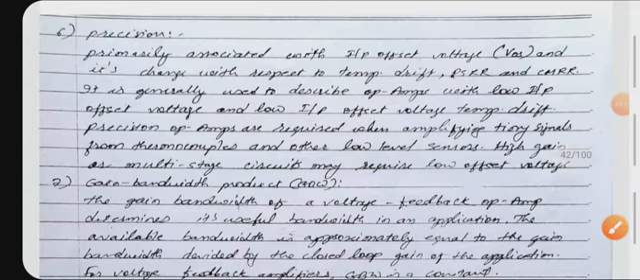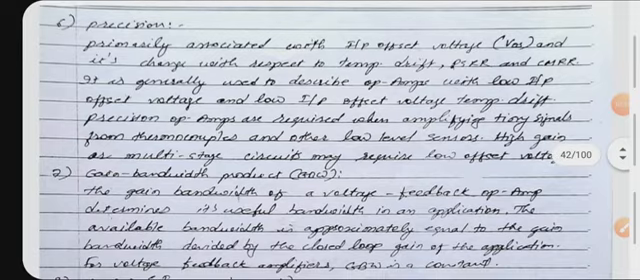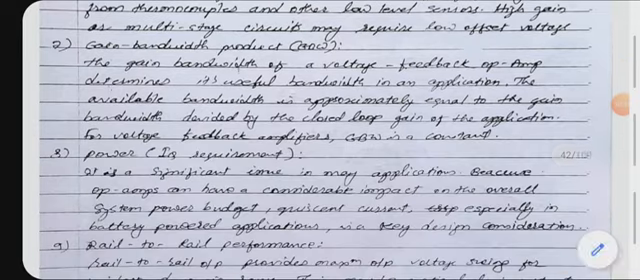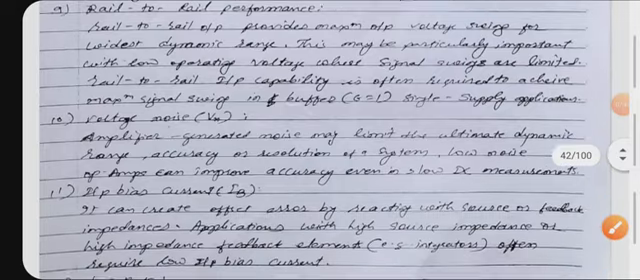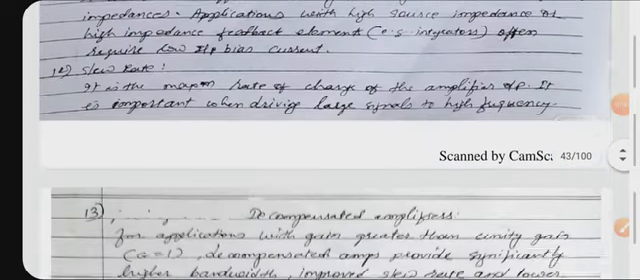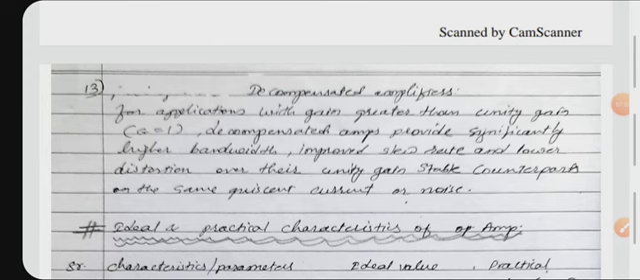Then you have to consider precision, means accuracy. What type of application, it will decide the accuracy and precision of the operational amplifier. Then gain bandwidth product, then power dissipation or power requirement, then rail to rail performance, voltage noise, input bias currents, slew rate, and decompensated amplifiers. So all these parameters, in addition to the basic parameters which you already studied in second year, you have to consider for the selection of an operational amplifier. Okay, so let us move further.